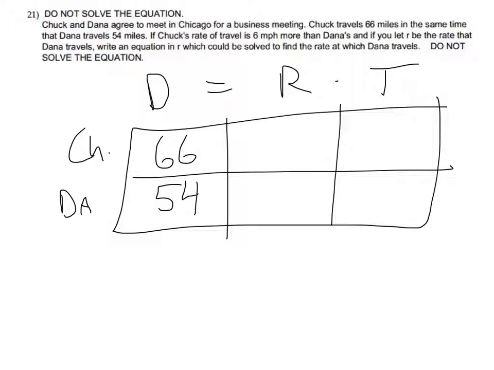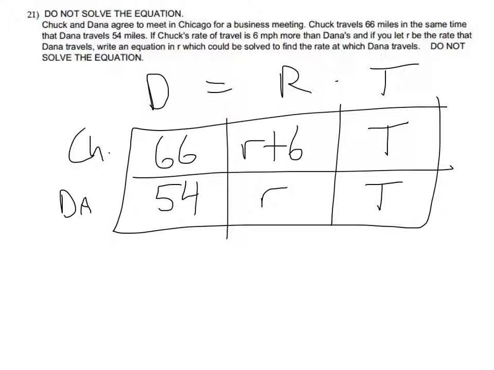Done. If Chuck's rate is 6 more than Dana's, and if you let r be the rate Dana travels, r. I'm not using capital because they have lowercase. I'm sticking exactly with what they say. Now Chuck's rate is 6 miles an hour more. So Chuck would be r plus 6. And time, they didn't actually tell us. They just told us that they were the same time. So t for both of them.